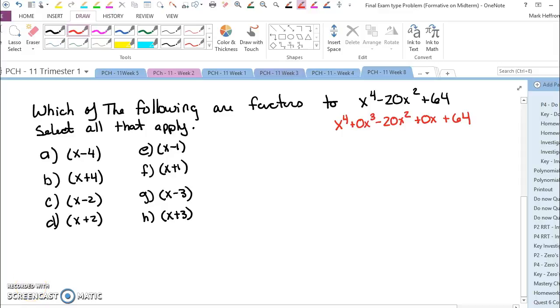So pretend you were asked this on a major assessment. Which of the following are factors of x to the fourth minus 20x squared plus 64? Select all that apply. Well, I could try to factor this, and maybe I could do it, but factoring can be something that's hard as things get bigger.